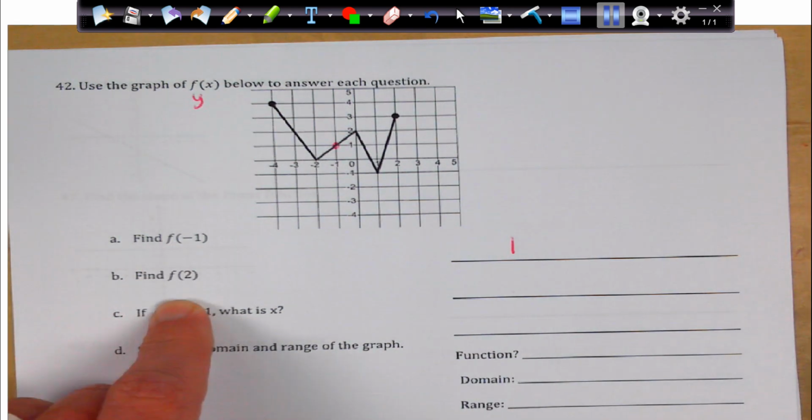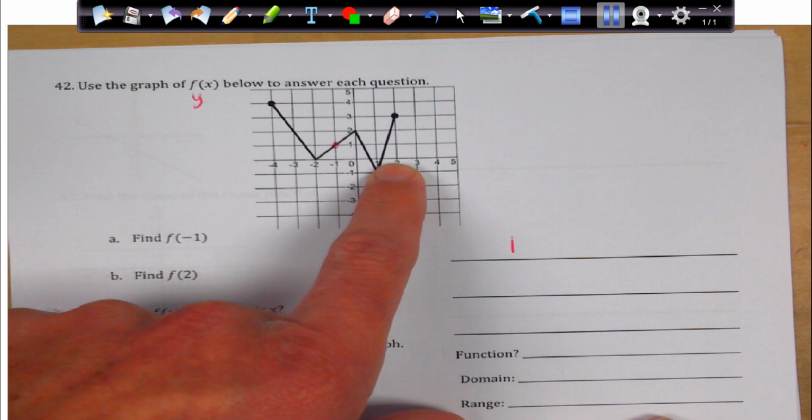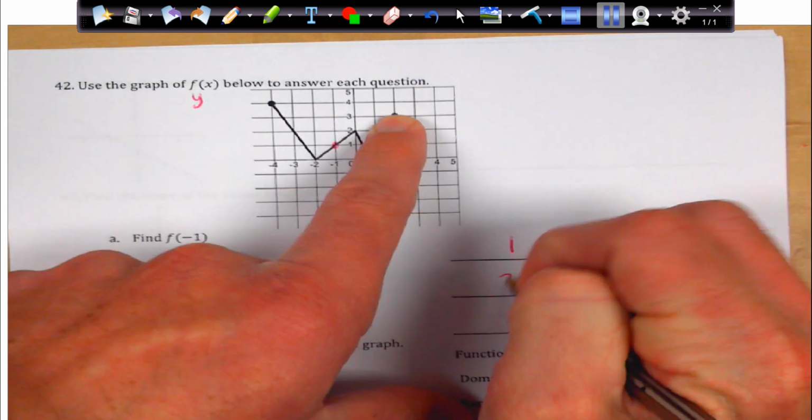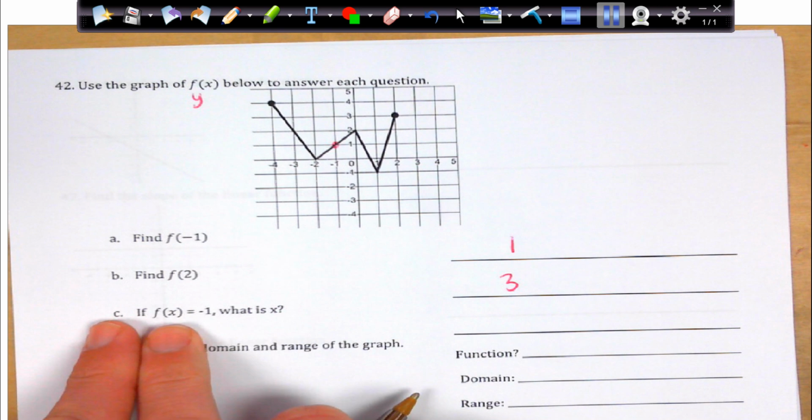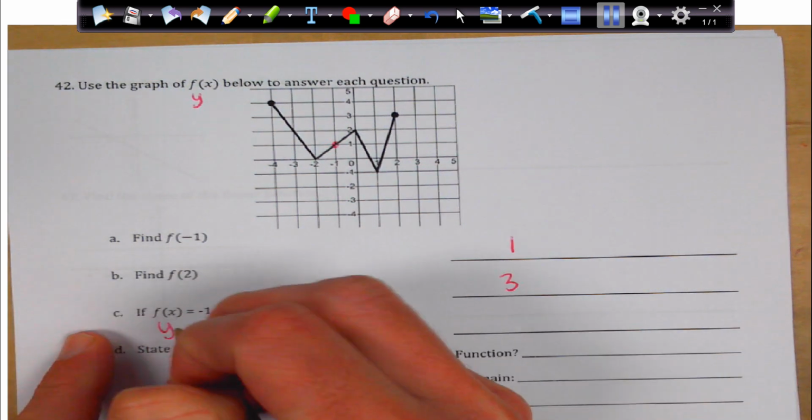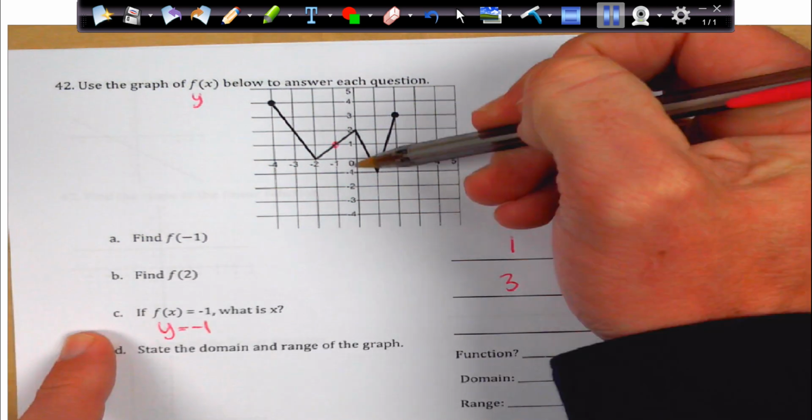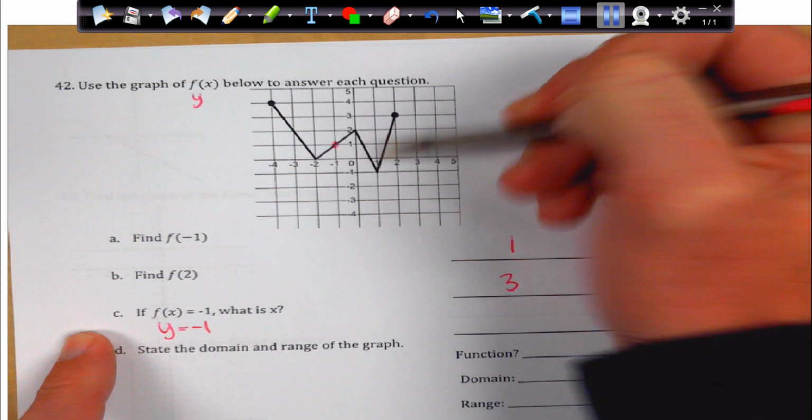F of 2, so when I plug in 2 for x, what do I get for my y? I get 3. Now f of x equals negative 1, so this is basically saying what is x when y equals negative 1. So I go to y equals negative 1, I go over and I see x is 1.